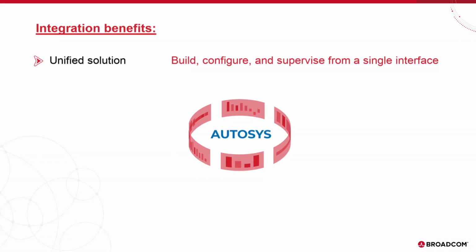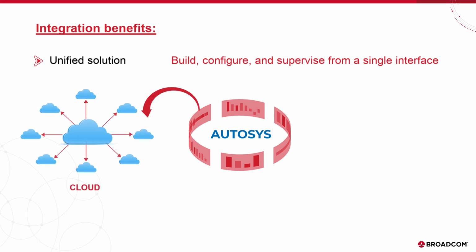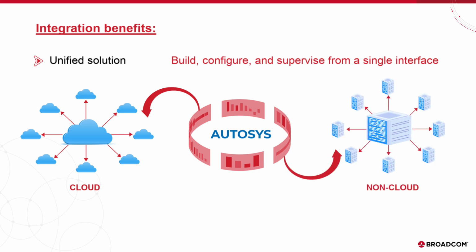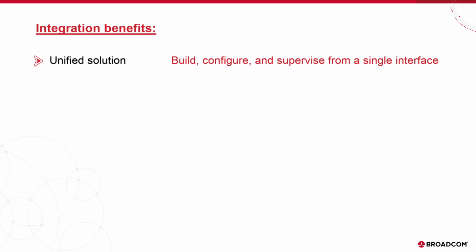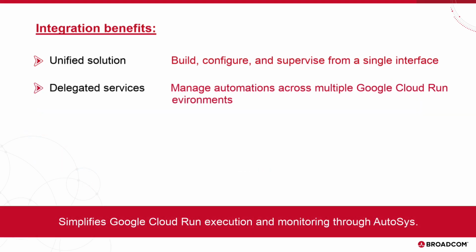AutoSys plays a central role in orchestrating operations across multiple environments, including the cloud, and synchronizes these processes with other non-cloud operations. Integrating Google Cloud Run allows us to configure process automation centrally in AutoSys. Subsequently, we can execute and supervise all processes from a single interface. These Google Cloud Run processes seamlessly sync with different environments supported by AutoSys, such as applications and databases. This integration allows you to effortlessly execute and monitor Google Cloud Run through AutoSys.